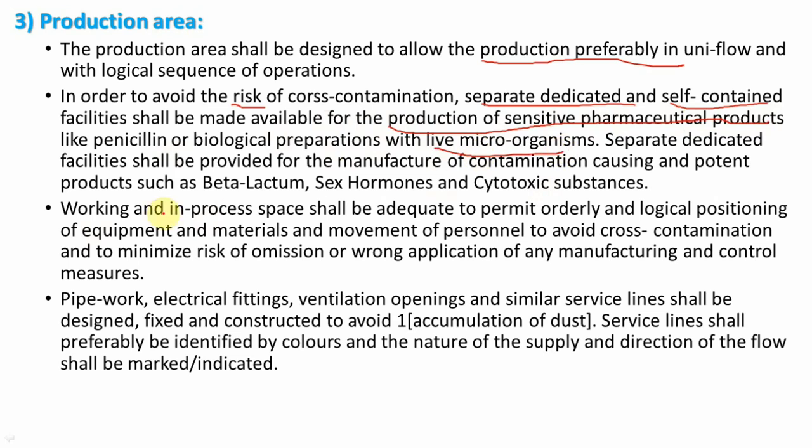Separate dedicated facilities shall be provided for the manufacture of contamination causing and potent products such as beta-lactam, sex hormones, and cytotoxic substances. Working and in-process space. Working and in-process space shall be adequate to permit orderly and logical positioning of the equipment and materials and movement of personnel to avoid cross-contamination and to minimize the risk of omission or wrong application of any manufacturing and control measures.